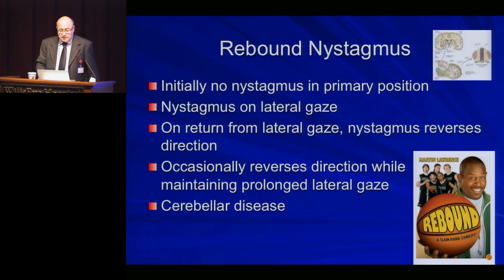Rebound nystagmus is a sign of cerebellar disease. Okay? So initially, looking straight ahead, you see no nystagmus. You go to lateral gaze, you see nystagmus. You come back to the center, now you see nystagmus in the center in the opposite direction of what there was laterally. So you come from the right, it beats to the left. You come from the left, it beats to the right. And this is a sign of cerebellar system disease.